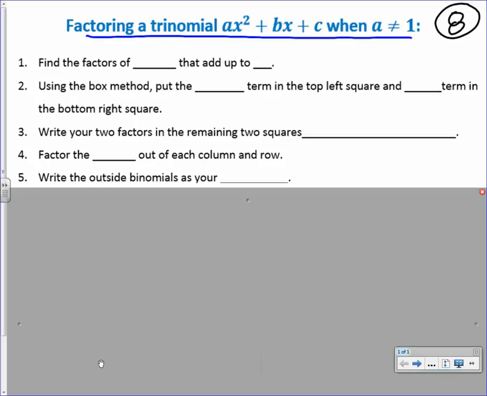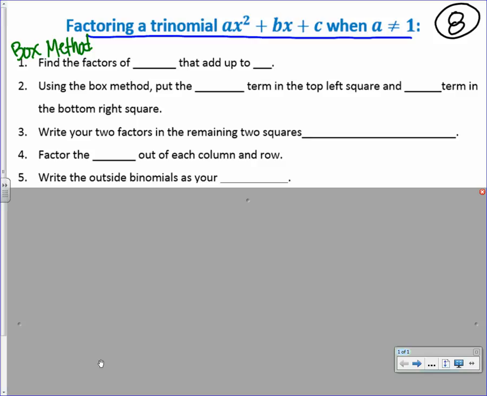Right, so these are the steps that you'll use to factor using the box method, is what I call it. If you want to just write "box method," these are the steps. In case at first you forget, you know exactly what to do. After a while, though, it should be just habit.